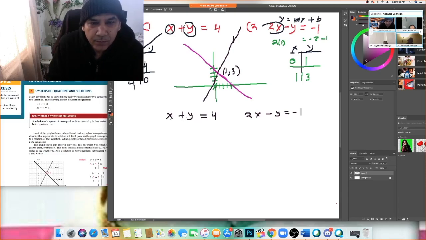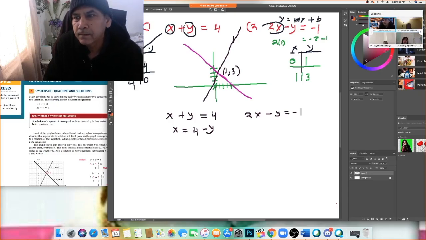Look what happened here. If you solve for x here, 4 is already here, and I'm going to take y to the other side, so minus y. So now we have solved this equation for x. All we have to do is plug in for this x. So what are we going to do here? 2 times the value of the x we just got, which is 4 minus y. This is the value of this x.